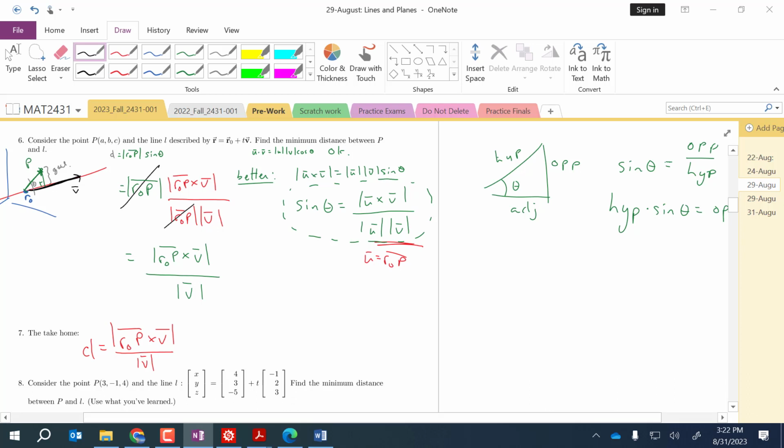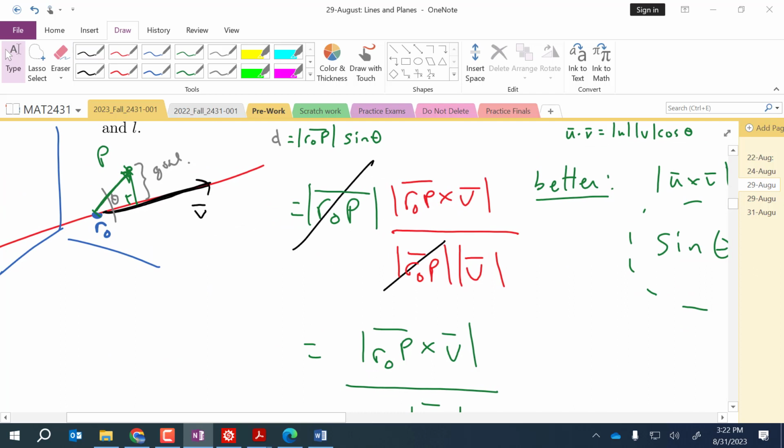How did you know to replace u with r naught p and not v, or r naught v? Okay, so this is a formula that's true for any two vectors. What are my two vectors in this problem? v and this green vector. What's the name of this green vector? I didn't give it a name, right? But what does it do? It starts at r naught, and it stops at p. So what do we call this vector? r naught p. So this is the first vector that I'm crossing with the second vector.